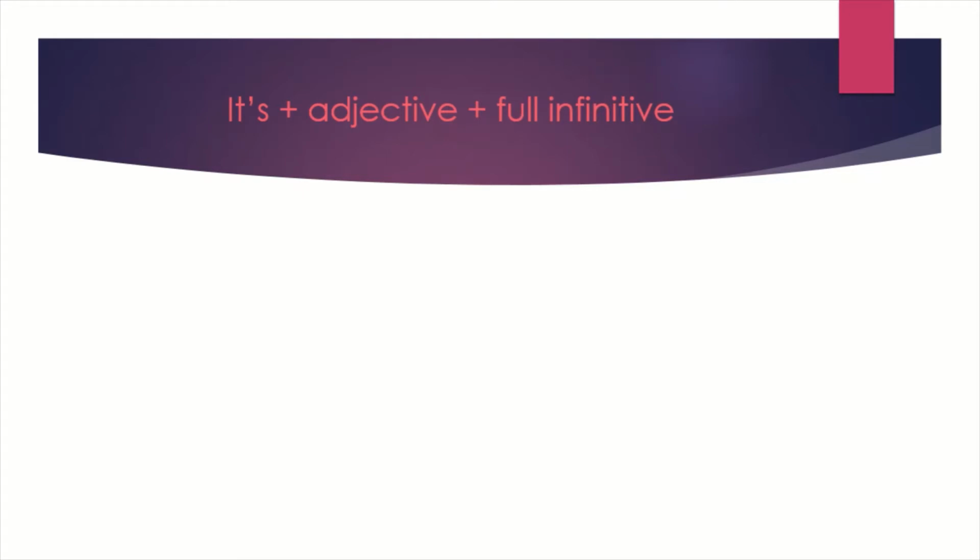So if you notice the part of the sentence that is written in red on top of the page in the grammar box, we have it's plus adjective plus full infinitive. It's easy to use. It's delicious to eat. First of all, what is a full infinitive? I'm sure you are asking. A full infinitive is simply to plus the verb, like to eat, to use, to cook, to dance, to read.